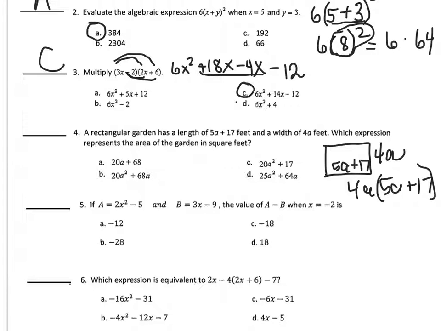That doesn't appear as an answer, so they must have written the answer in simplest form. Distributing, 4a times 5a is 20a squared. 4a times 17 is 68a. The answer is choice C.